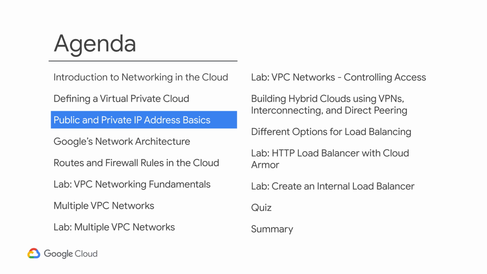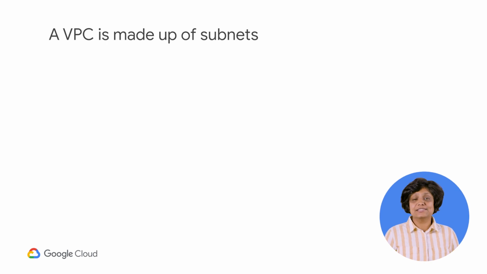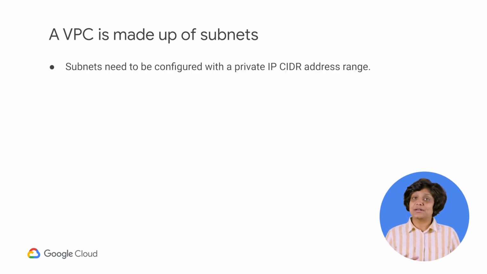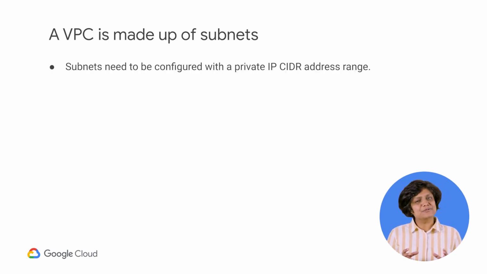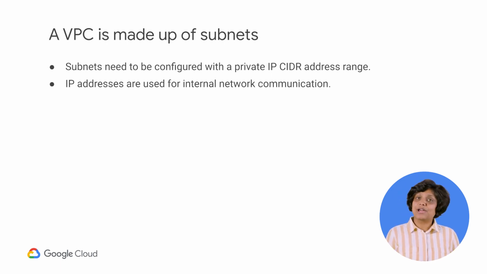Next, you will learn the basics of public and private IP addresses in the cloud. A VPC is made up of subnets. Each subnetwork, or subnet, must be configured with a private IP CIDR address. The CIDR range will determine what private IP address will be used by virtual machines in the subnet. Private IP addresses are only used for communication within the VPC and cannot be routed to the internet.